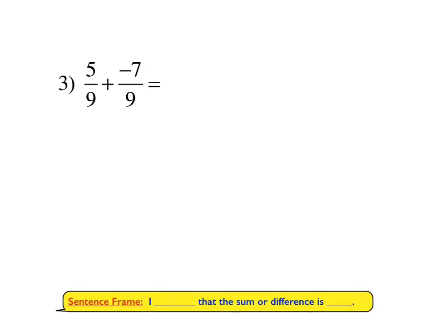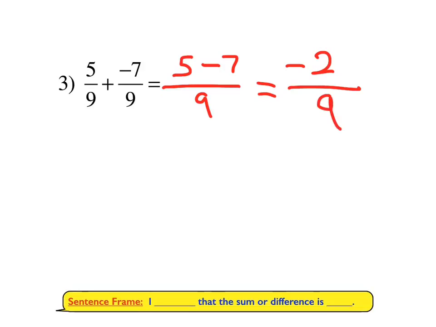Number 3 is officially your first time adding, subtracting fractions with negatives. Yay. So I would like you to write this as a combined numerator. So this will be 5 plus -7 or 5 minus 7 all over 9. And then looking at those top numbers, comparing them, which one has more, positives or negatives? Negatives win the war, right? How many survive? 2. So this will be -2/9. The sum, because the original problem has a plus sign, is -2/9.